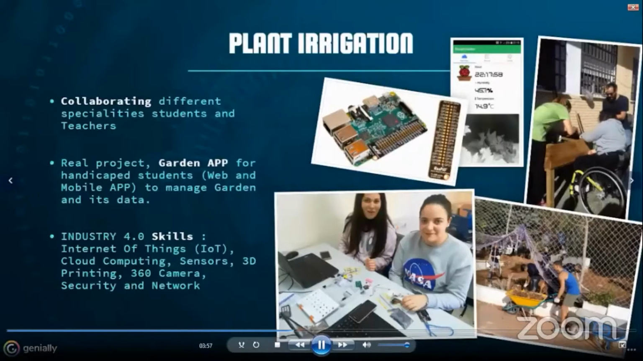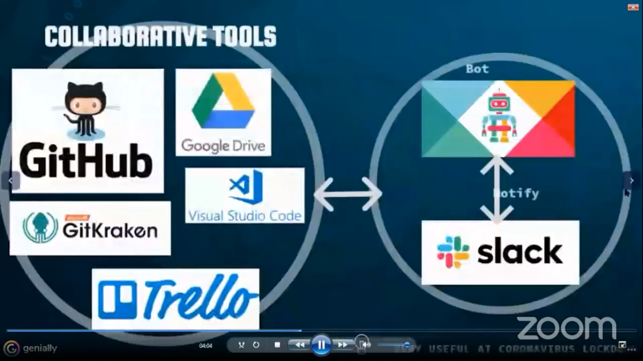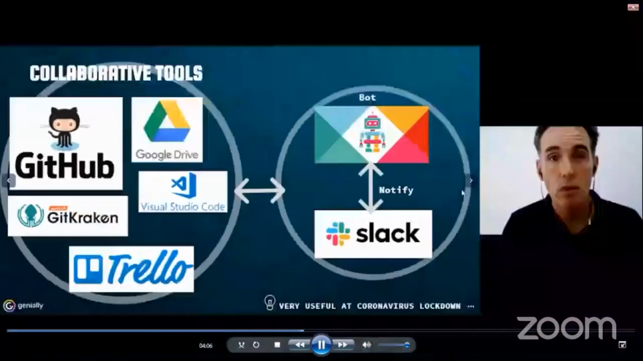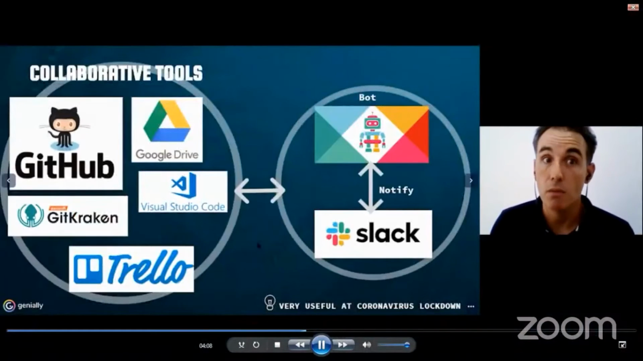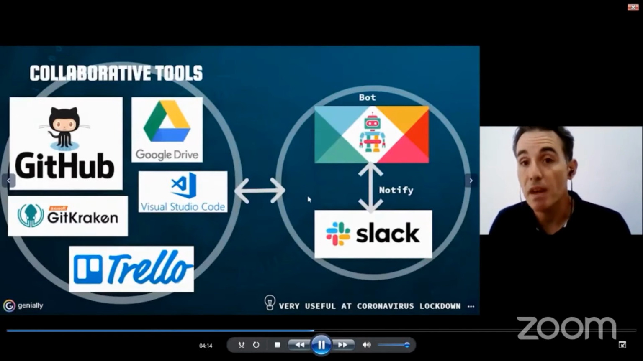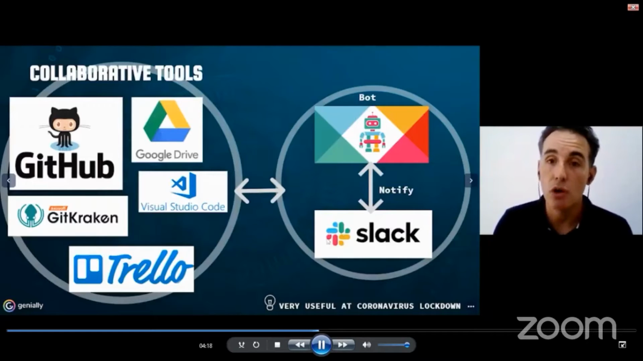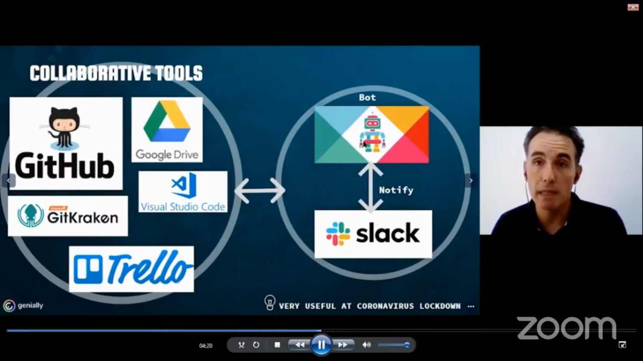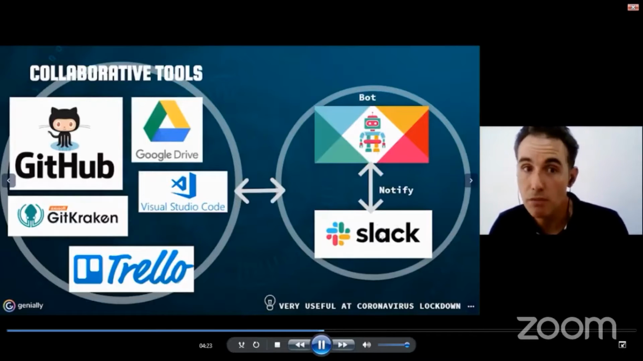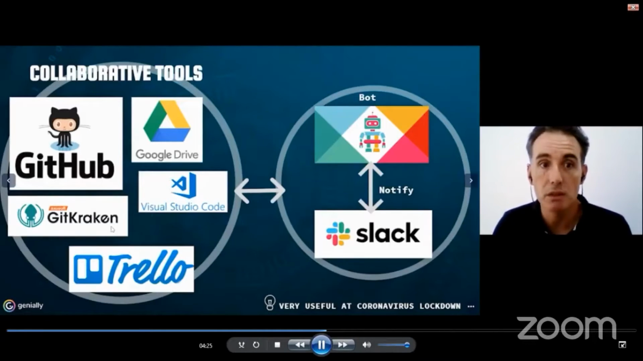Other students of the school were preparing the garden, and here one handicapped student was looking and helping also in the installation. Okay, about collaborative tools, we have worked with several collaborative tools like GitHub, Google Drive, GitKraken, Visual Studio Code, and Trello. They were related with our main communication tool called Slack, with bots, automatic bots. Every change in every one of these tools was notified.